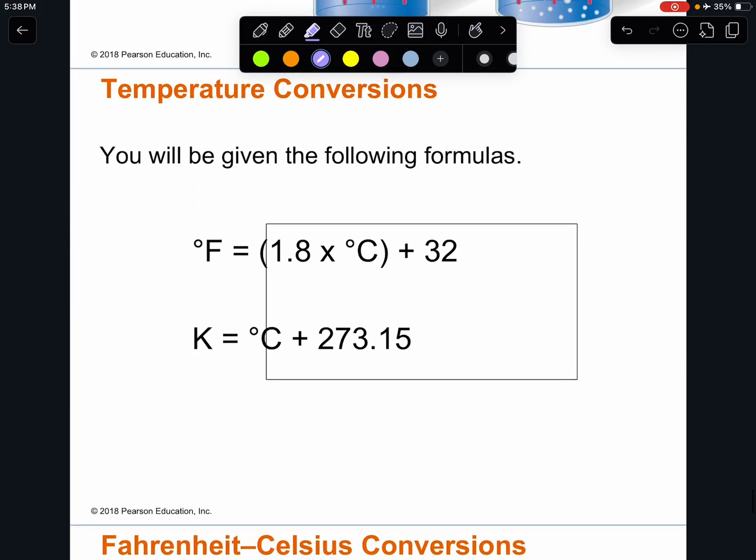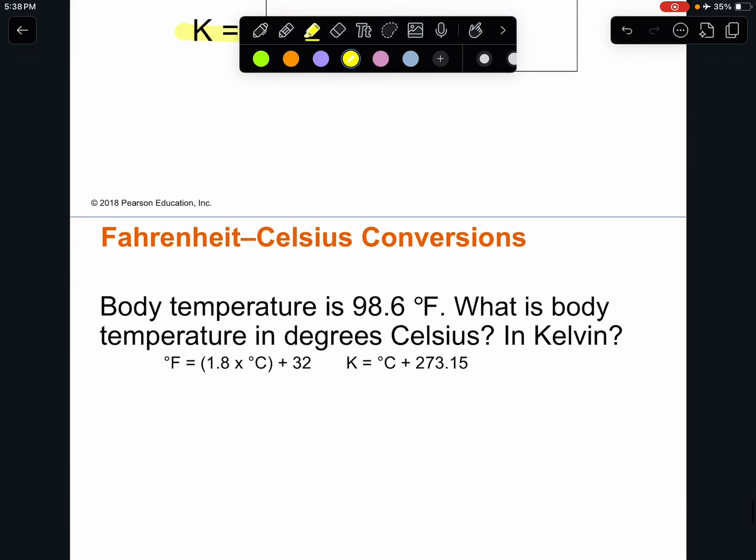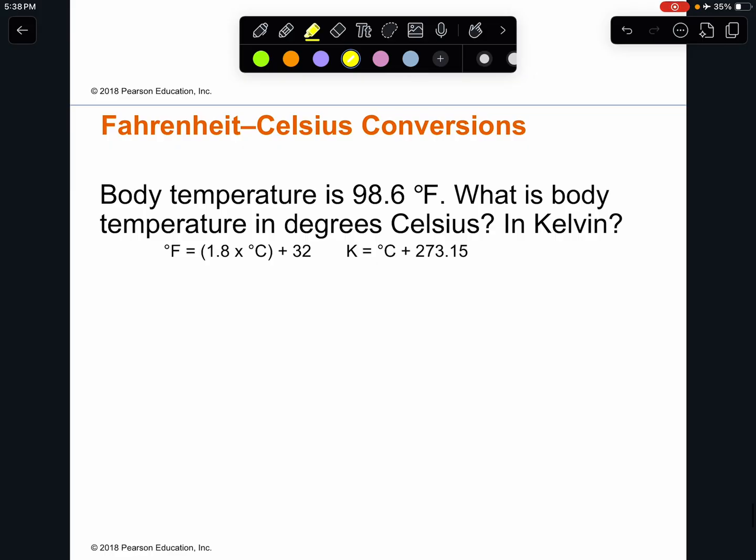So these are your equations you're going to be provided here. You're going to be provided this on your equation page, the Fahrenheit and the Celsius, and then the Kelvin and Celsius equation. You just have to know how to utilize them. So I'm going to go ahead and do an example here. If our body temperature is 98.6 Fahrenheit, what is that in Celsius and what is that in Kelvin? So I'm going to go ahead and do two separate problems here.